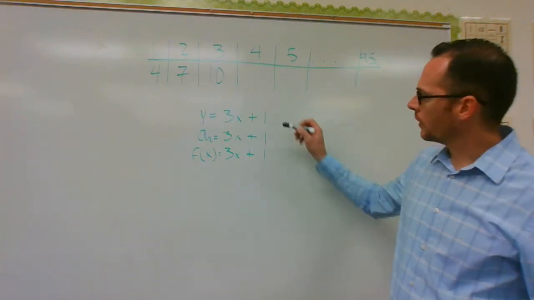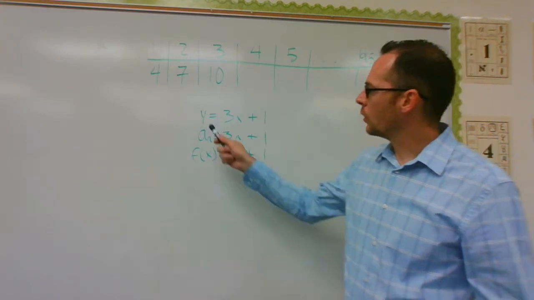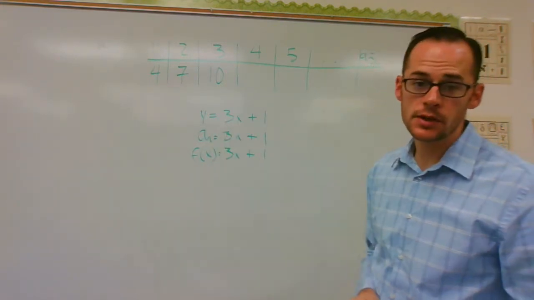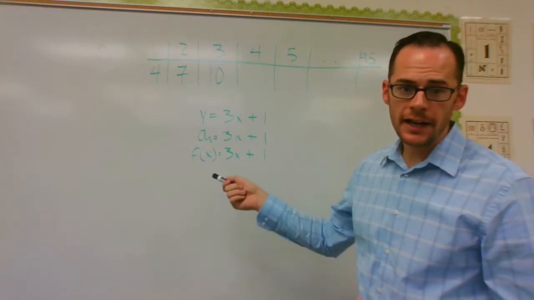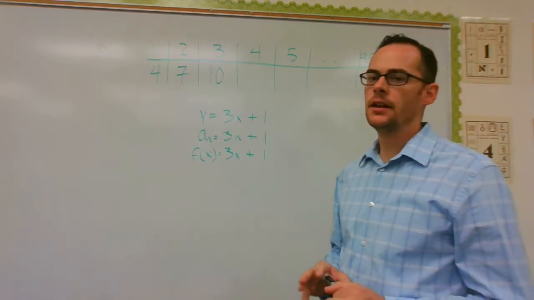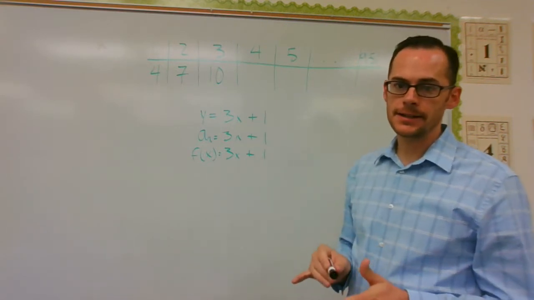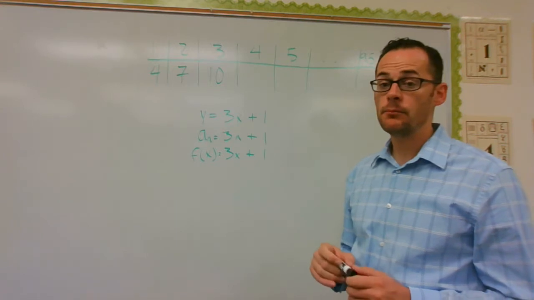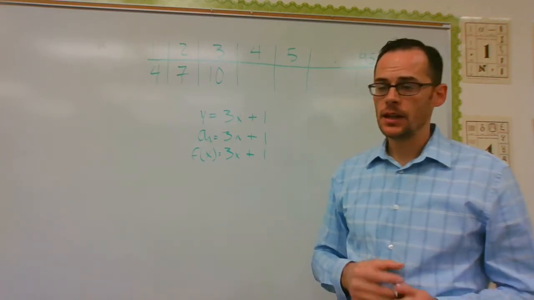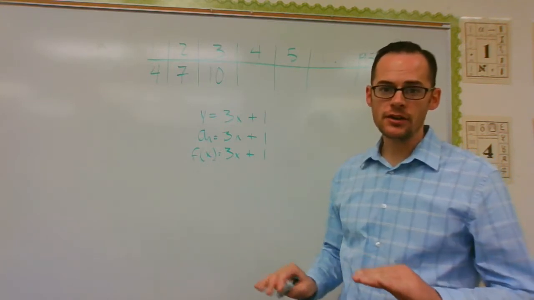What we want to talk about right now is just a little bit about these equations. Okay, so we have y equals 3x plus 1, a of n equals 3n plus 1, and f of x equals 3x plus 1. Okay, the thing to understand is that every one of these equations is the exact same thing. We may have changed our variable. These are our variables, but we haven't actually changed the equation.